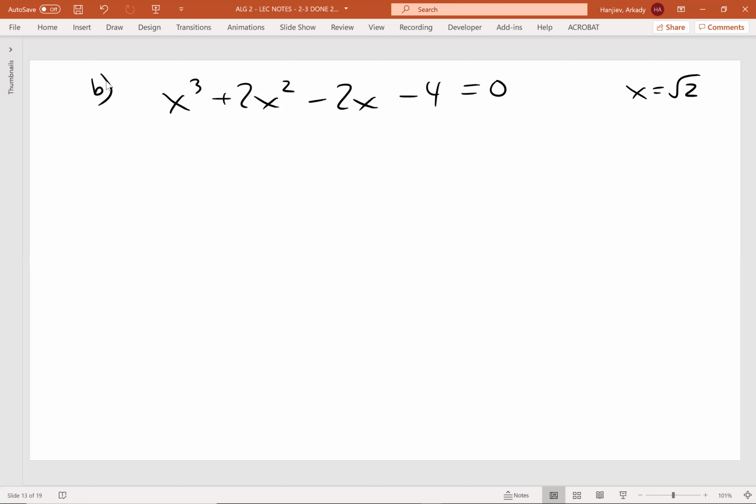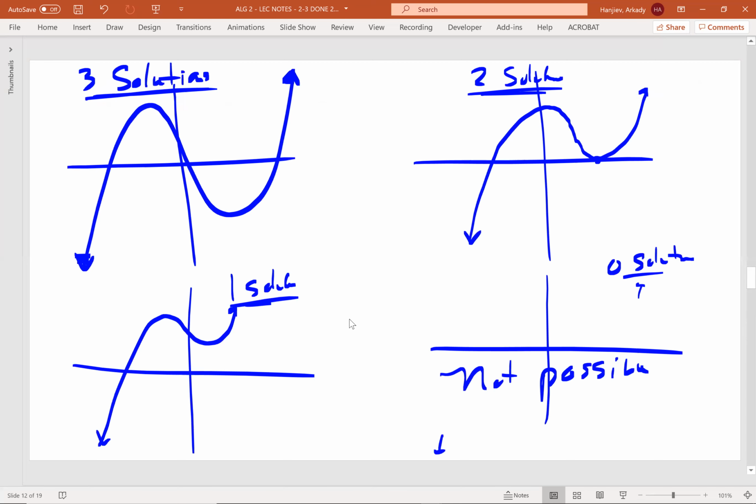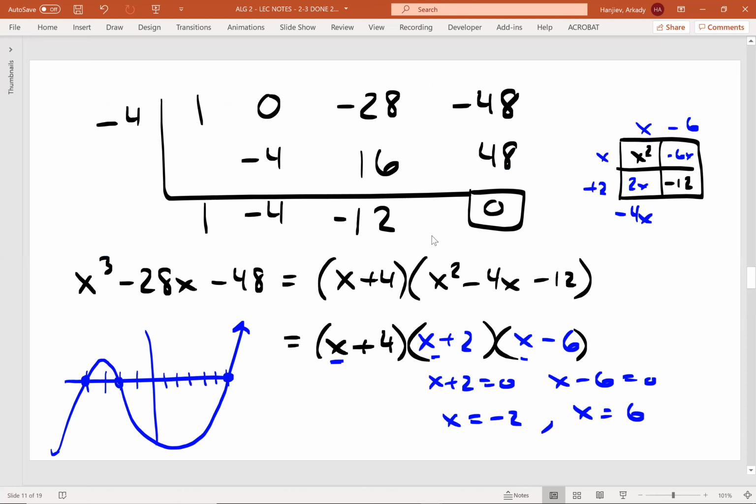All right, let's see. First things first, I got to check. Or you know what? Hold on real quick here. Do we have to check? Do we have to plug in the square root of 2 to see if it makes 0, or when I plug it into my synthetic division, if I get a remainder of 0, I know it's a solution. Right? One of those two. So this one right here, we plug it in to get this guy.